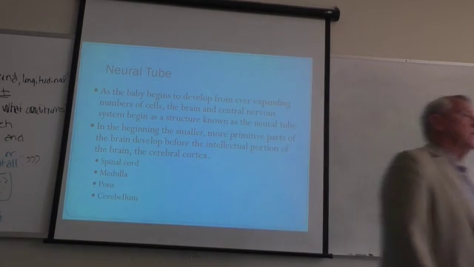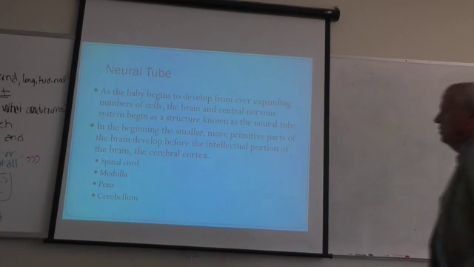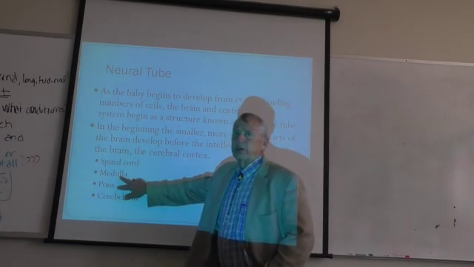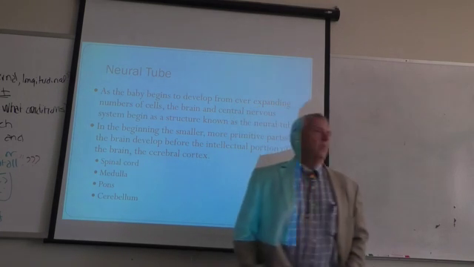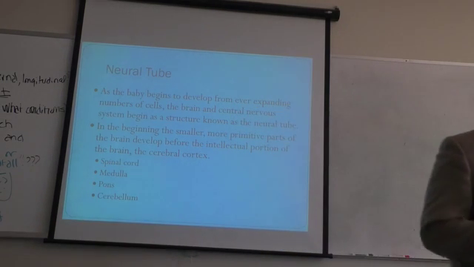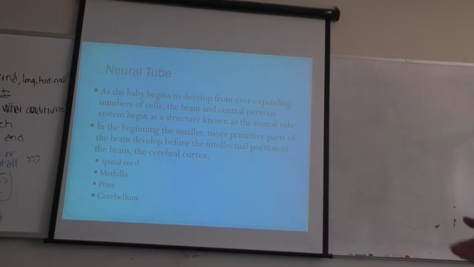In order for it to survive, it needs all four of these structures. The pons and medulla have to do with movement of information through the spinal cord. The cerebellum has to do with movement. So the first thing that develops is the ability to survive.